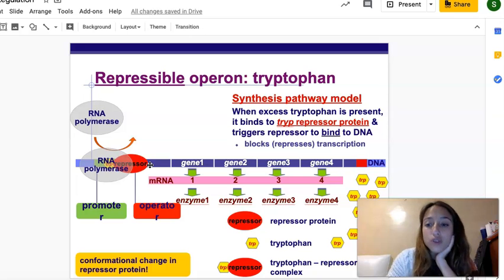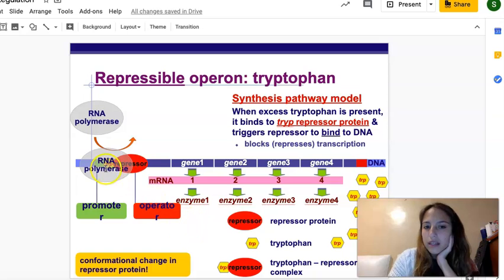Since there is no tryptophan in the environment, there's going to be no co-repressor molecule, no tryptophan, so nothing is going to bind to the repressor molecule. What does that mean? The repressor molecule is not going to be active. It's going to be inactive. That means that the repressor molecule is not going to bind to the operator. It's going to be pretty much just in the cytoplasm, okay? Not bound to the operator.